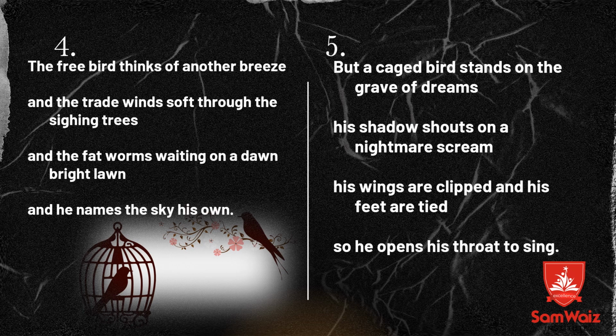So let's come back to stanza 4. I'm tired of this place, I want to move over there. I'm tired of that place, I want to move to another place. That is it. And then adventures and explorations are open to you because of freedom. And then there are ready bounties. Like you don't struggle to get things. They come so easy at beck and call. At the snap of a finger, things just answer to you. Now that's what the experience of the free bird is actually. Fat worms waiting on the dawn, bright lawn.